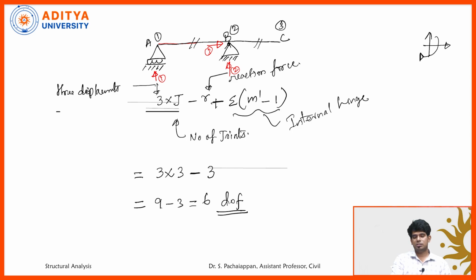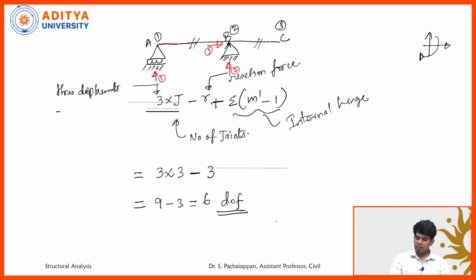We are not going to consider the axial deformation. Why are we not considering the axial deformation? Because the axial deformations are negligible in the beam. In other words, the elongation and contraction of the beam is negligible. We consider the beams to be axially rigid.